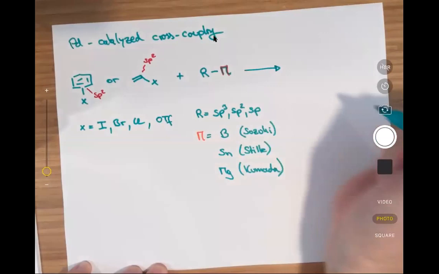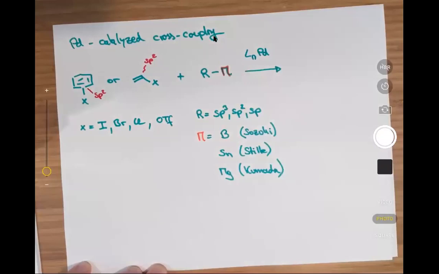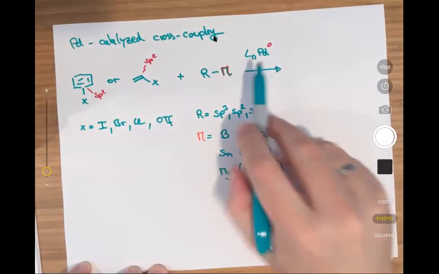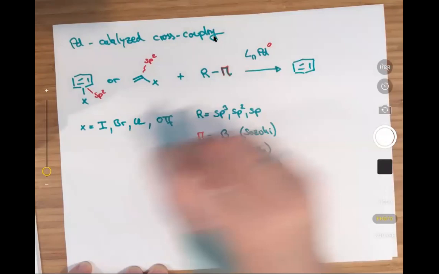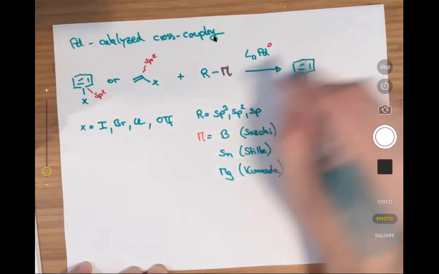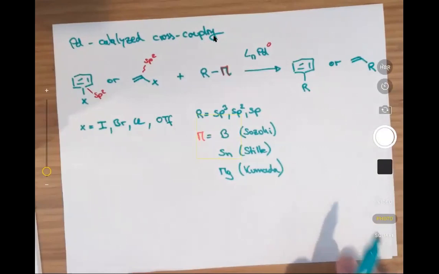We still need our catalyst, and I'm just going to generically add a catalyst with N ligands, to keep it even more generic, and we're going to make it a palladium zero catalyst here. So the oxidation state is going to be zero. This could be, for example, the palladium tetrakis(triphenylphosphine) that we have, right? And the product of this reaction is going to be the substitution of this X by this R group. If we use this one as a substrate, we would be able to couple the R to the position where the X was originally.